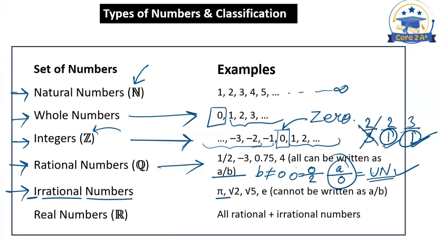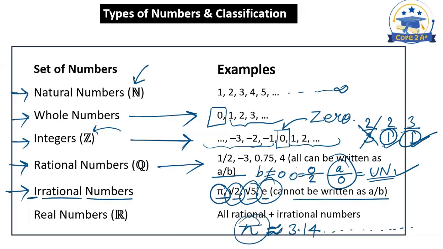Irrational numbers are pi, root 2, root 5, and epsilon. They cannot be written in A upon B or numerator upon denominator form. Why? Because they are non-terminating numbers. They never terminate, we cannot see the end. The value of pi is not 3.14. This is only the approximate value. You cannot say pi equals 3.14. Pi equals 3.14 and continues infinitely. It is a non-repeating and non-terminating number.